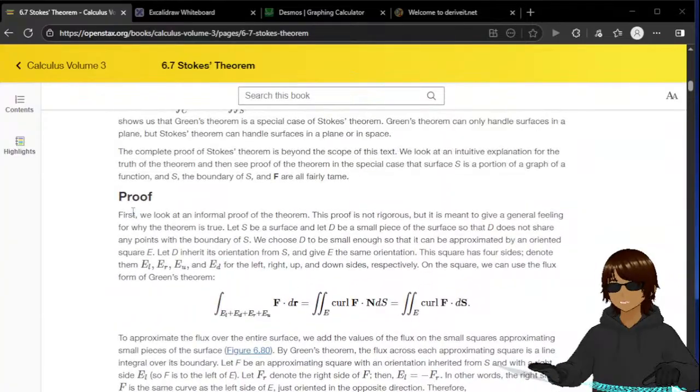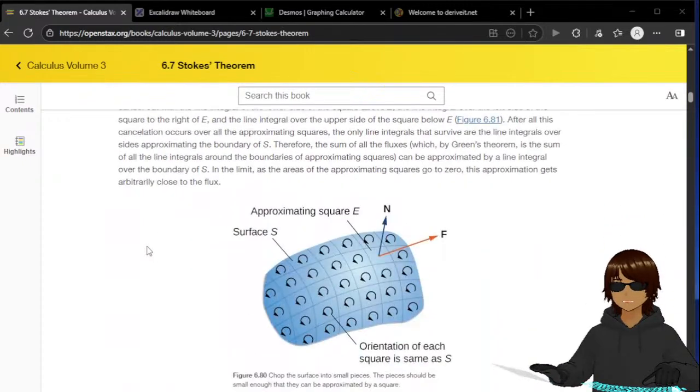First, we look at an informal proof of the theorem. This proof is not rigorous, but it is meant to give a general feeling for why the theorem is true. Let S be a surface and let D be a small piece of the surface so that D does not share any points with the boundary of S. We choose D to be small enough so that it can be approximated by an oriented square E.